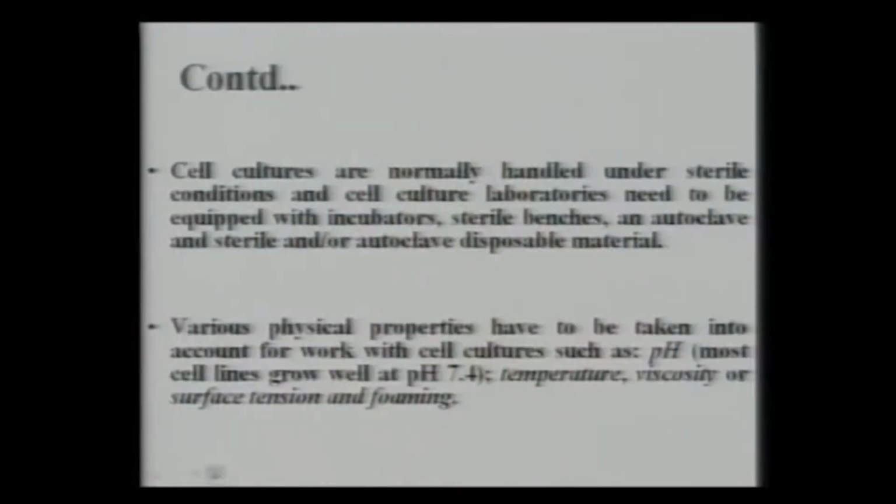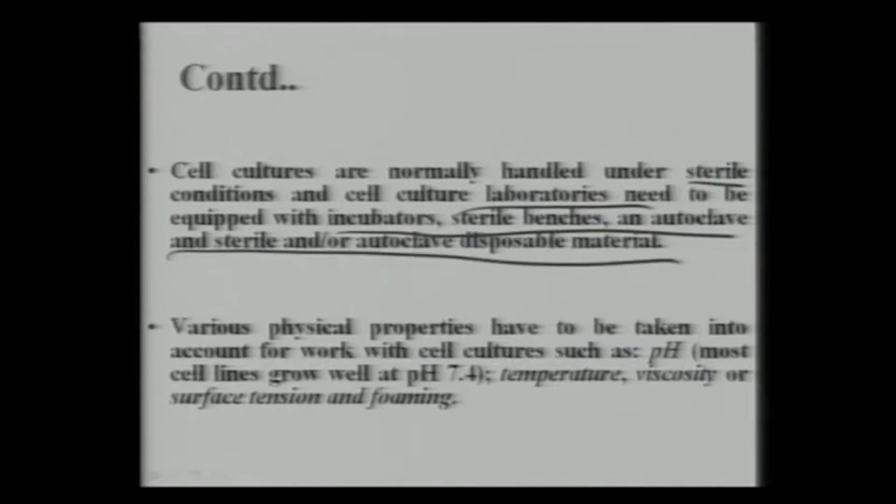Now, cell cultures are normally handled under sterile conditions, and cell culture laboratories need to be equipped with incubators, sterile benches, autoclaves and all those things that you know. The other point is that various physical properties have to be taken into account to work with the cell, such as pH. Most cell lines grow well at pH 7.4, temperature, viscosity, surface tension and foaming.